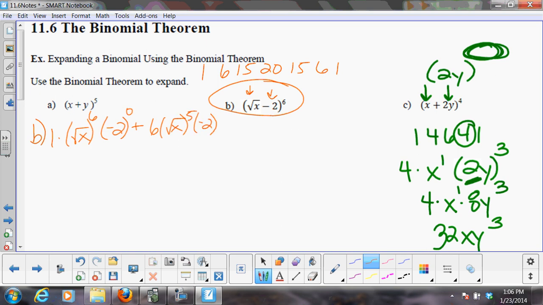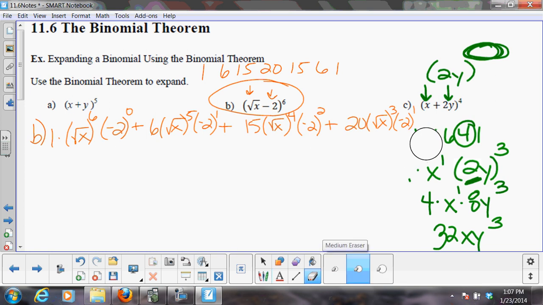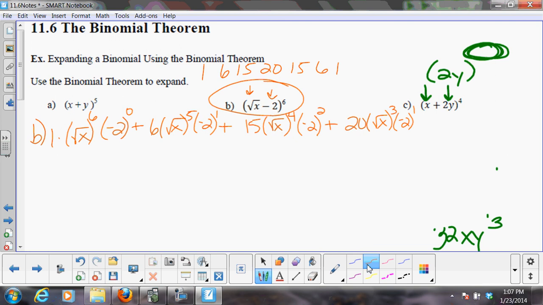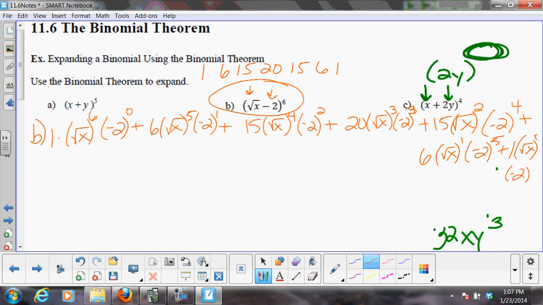plus 6 square root x to the 5th, negative 2 to the 1st, plus 15 square root x to the 4th, negative 2 squared, plus 20 square root x to the 3rd, negative 2 to the 3rd. Sorry about that. Plus 15 square root x squared, negative 2 to the 4th, plus 6 square root x to the 1st, negative 2 to the 5th, plus 1 square root x to the 0, negative 2 to the 6.